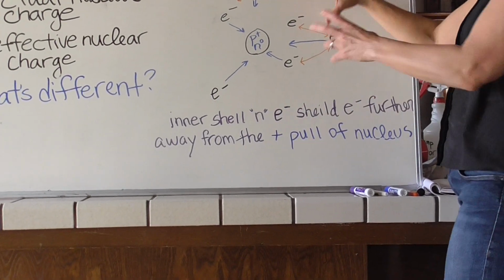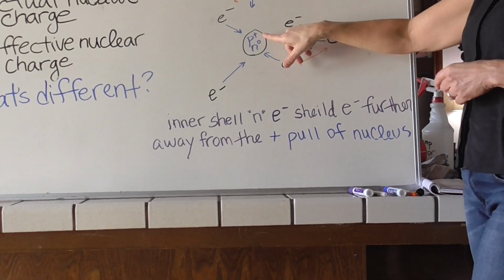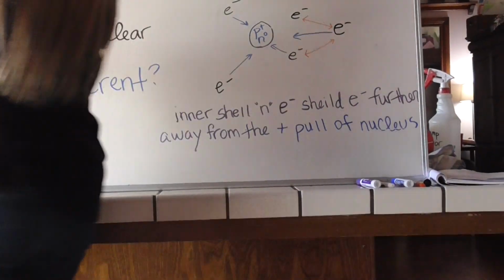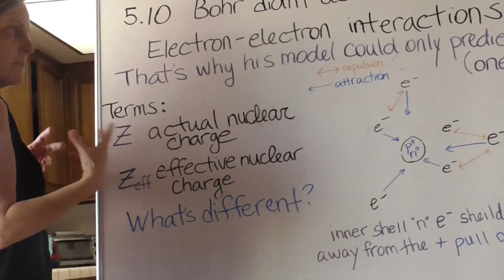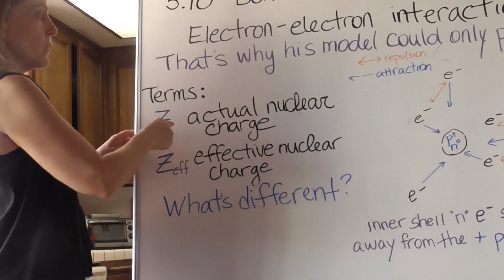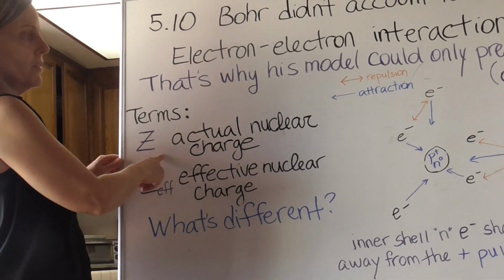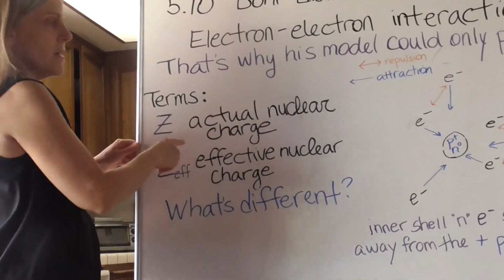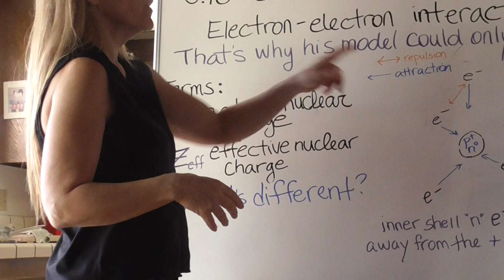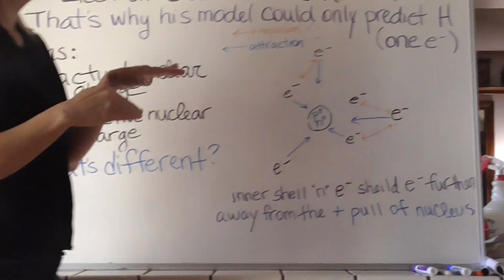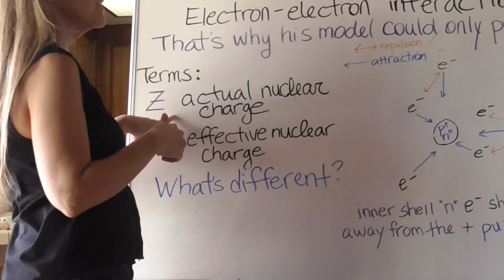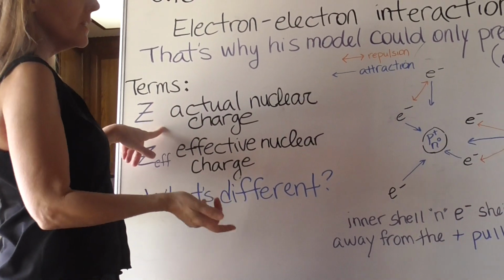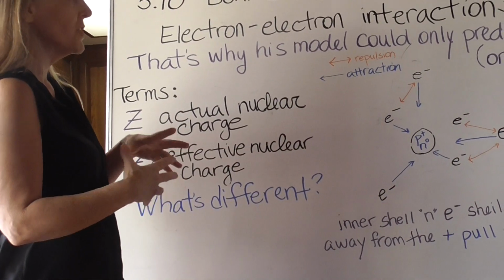So the nucleus is pulling. The nucleus actually has a charge to it, right? And it depends on the number of protons, the magnitude of the charge. So Z is representing the actual charge of the nucleus. So when you just have this one electron, it's completely feeling the positive pull of the nucleus. But if you have multiple electrons, they're going to repel each other.